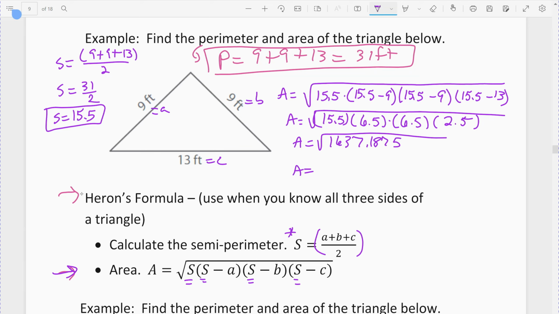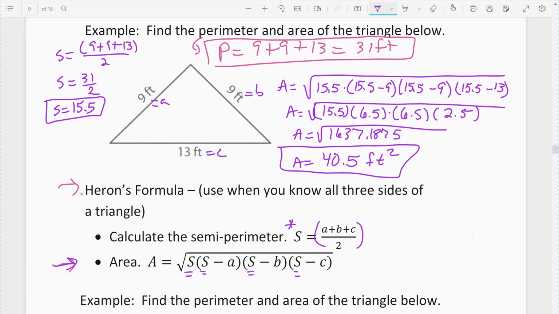And so it comes out to 40.462. I'm just going to round to the first decimal place, so 40.5, and we are in feet. Area is in square units, so 40.5 feet squared is the area of this particular triangle, using Heron's formula. So we're just going to practice that one more time.